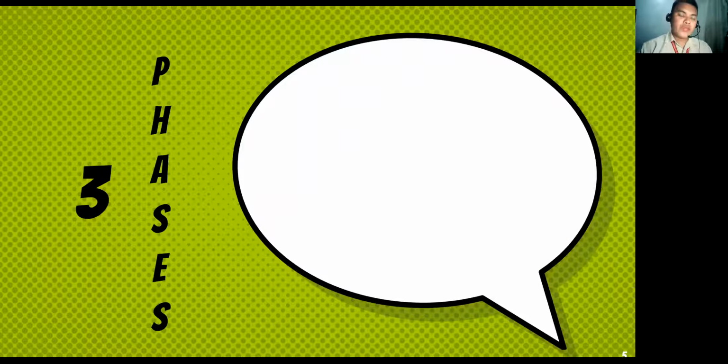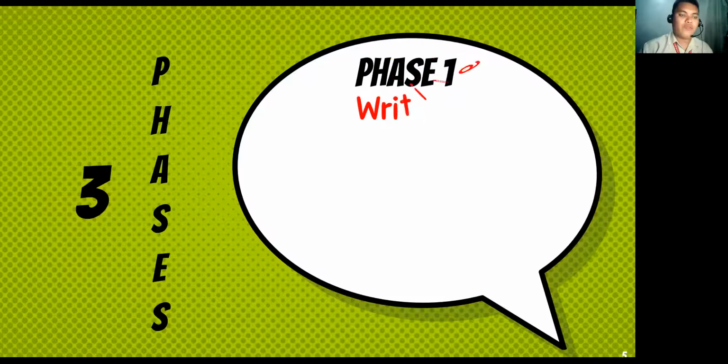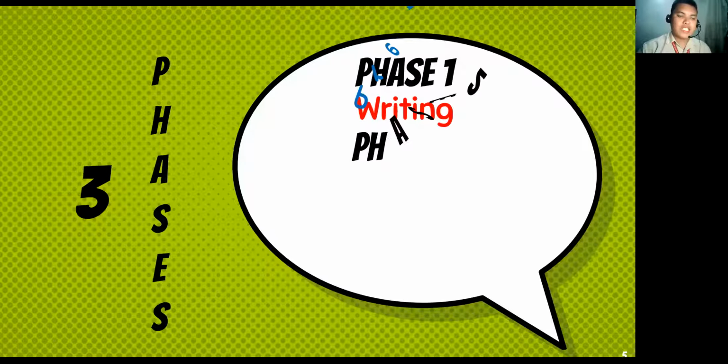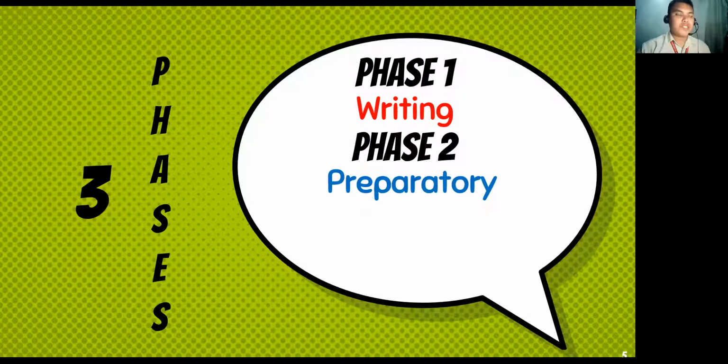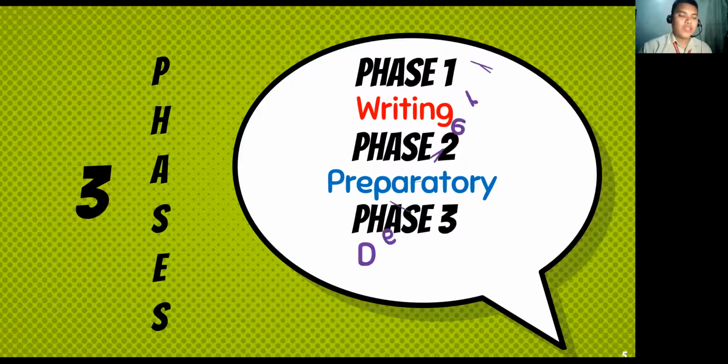Now, there are three phases in delivering a speech. Delivering a speech is not merely just talking to people. So we need to consider the three phases in delivering a speech. So we have phase one, that is the writing phase. The second one is the preparatory phase. And the third one is the delivery phase.